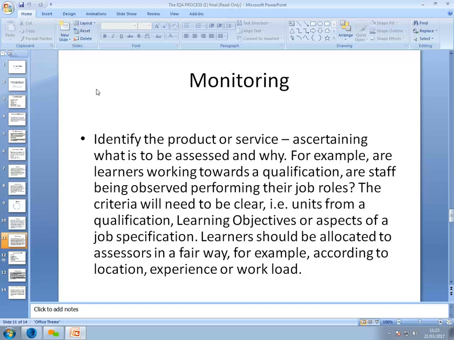So learners should be allocated to assessors in a fair way. Technically, in colleges and schools, it's section managers that actually do that. But this is where the change from internal verifier to IQA comes in. The IQA is much more involved with the management of the process, and managers might not be in as good a position as the IQA to determine assessor workloads. So it should probably be a discussion between those people to allocate the number of registered students to the assessors.